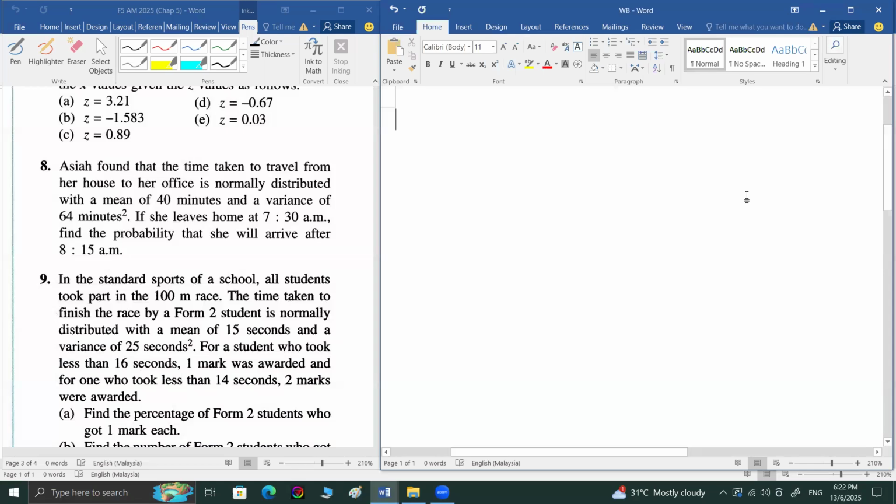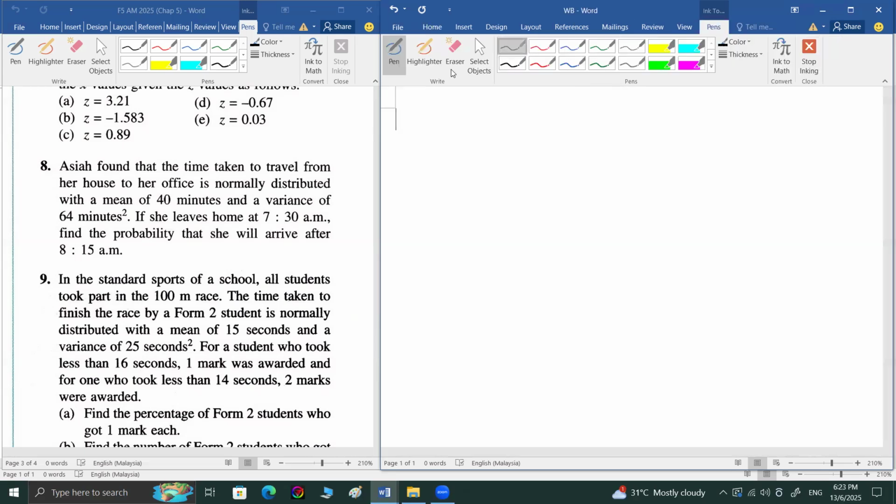Okay, for number 8, Asia found that the time taken to travel from her house to her office is normally distributed. Can you see? The word normally distributed means not yet changed to Z score. So you have to change each time before you find. So, okay, we see mean 40 and a variance of 64. Take note. What we need the formula is standard deviation, not variance.